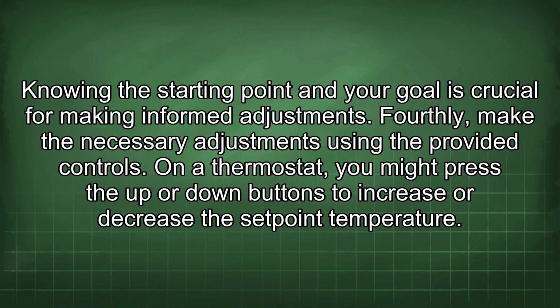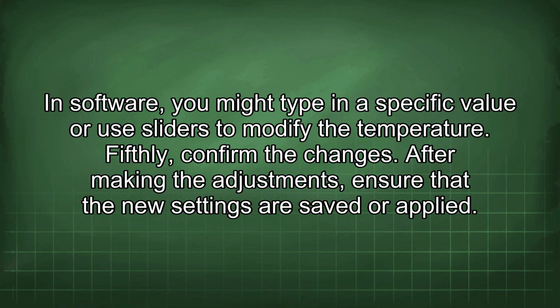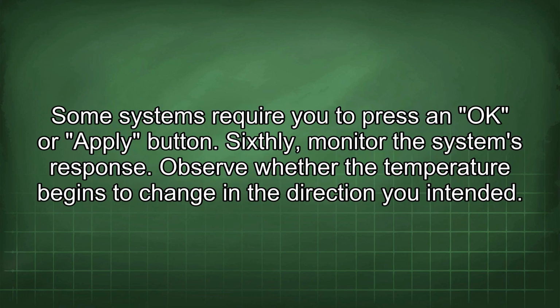Fourthly, make the necessary adjustments using the provided controls. On a thermostat, you might press the up or down buttons to increase or decrease the set point temperature. In software, you might type in a specific value or use sliders to modify the temperature. Fifthly, confirm the changes. After making the adjustments, ensure that the new settings are saved or applied. Some systems require you to press an OK or Apply button.